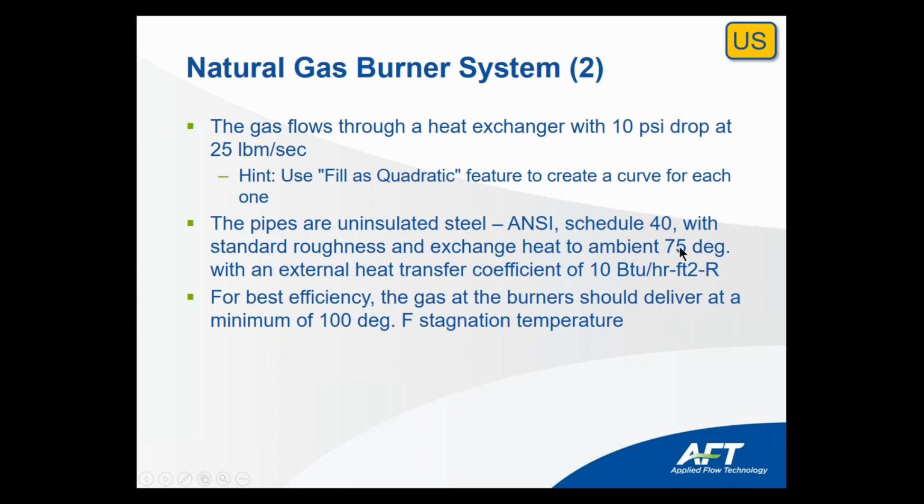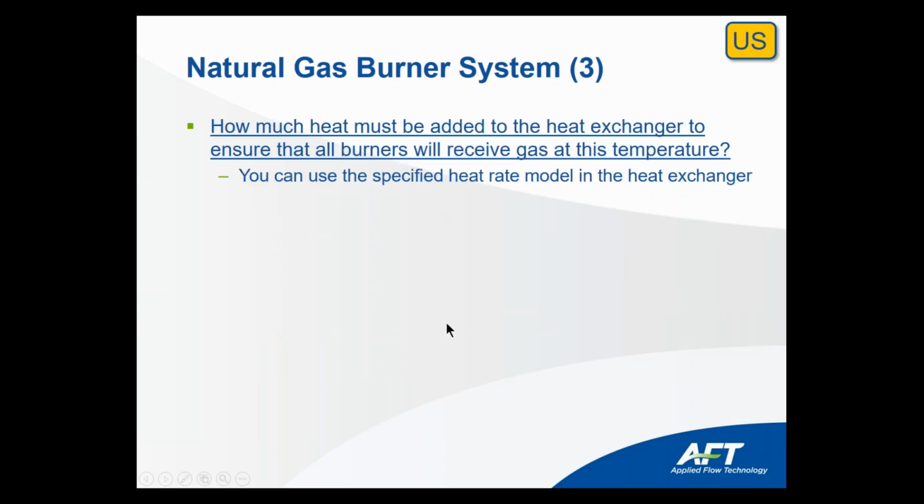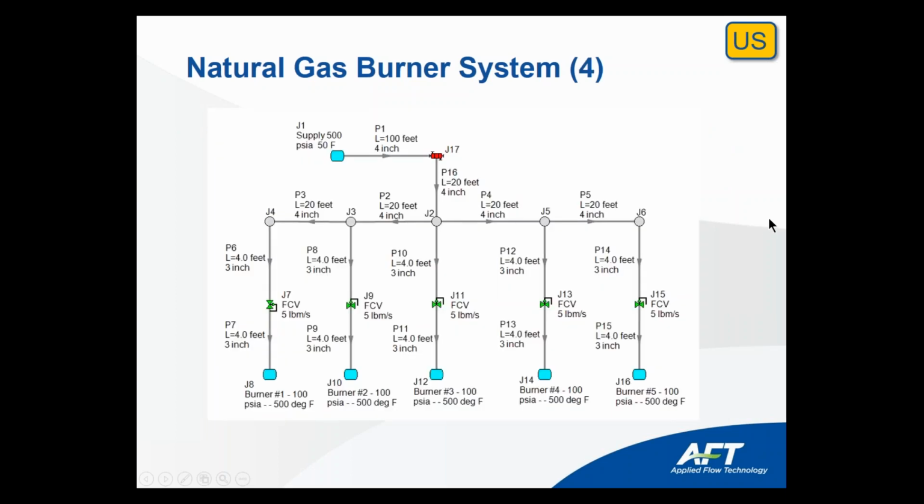We have some piping information here. This is going to be ANSI standard steel with schedule 40 in ambient conditions of 75 degrees with an external convection coefficient of 10. And then for best efficiency of this particular process, we must ensure that the burners at a minimum deliver with a temperature of 100 degrees Fahrenheit. All right, so how much heat must this heat exchanger add to the system in order to ensure all 5 parallel burners receive gas at the same temperature, or above 100 degrees Fahrenheit?